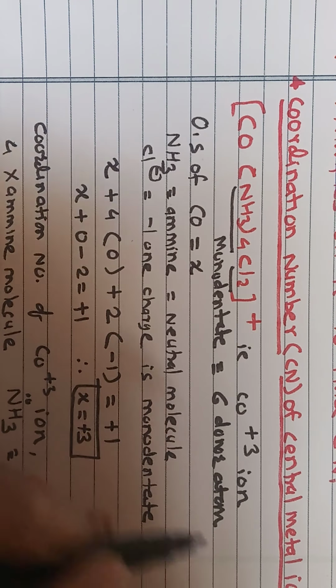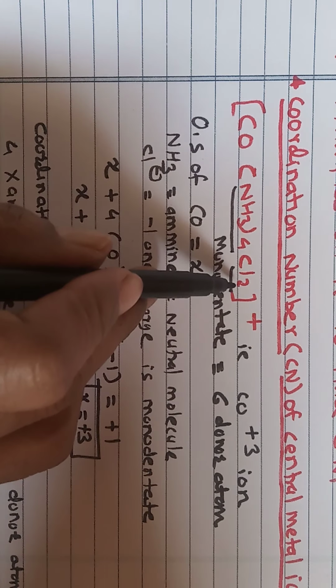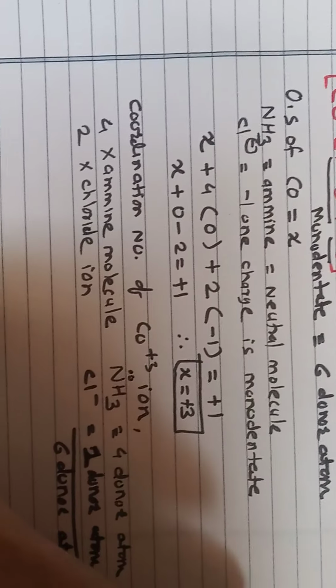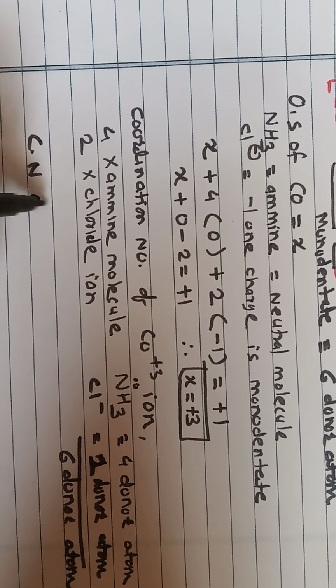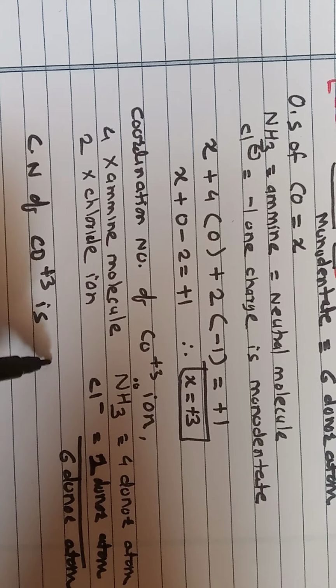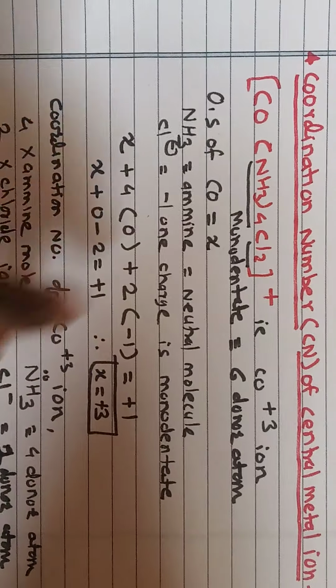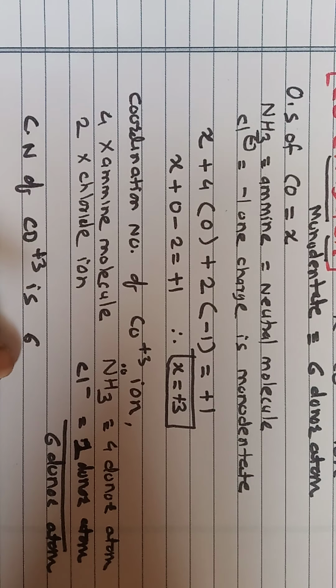As there are a total of 6 donor atoms, 4 from amine and 2 from chlorine, the coordination number of cobalt +3 ion is 6. In this way we consider the oxidation state of cobalt and also the coordination number of the cobalt. From this we can define the coordination number.